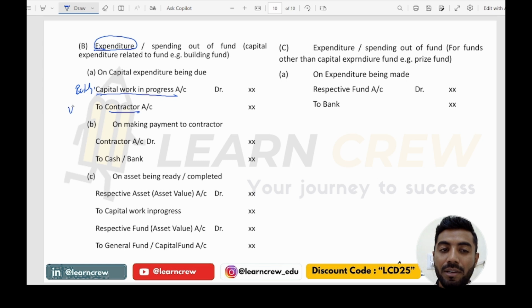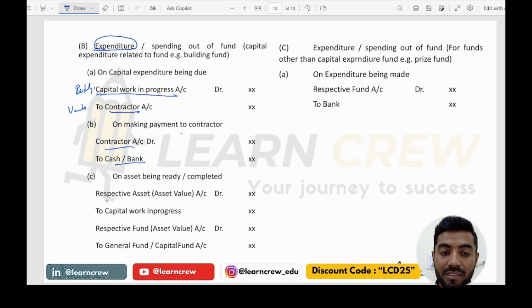Contractor is nothing but a vendor from whom you're buying items like bricks, cement, steel, and other things required for the construction progress. So capital work in progress account debit to contractor's account. When you're making payment to contractors, in a similar way, cash will be credited and contractor's account will be debited. Now, when the asset is ready or completed.